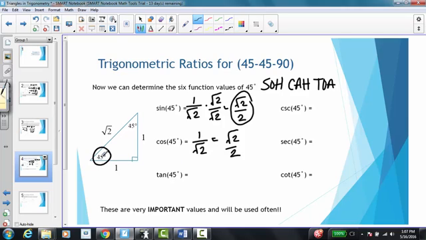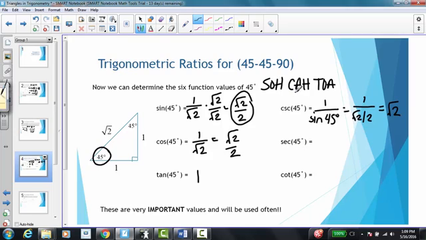Tangent, opposite over adjacent, so we have opposite is 1 over adjacent, which is 1. 1 over 1 is just 1. So then I have cosecant of 45 degrees. Well, if you remember, cosecant is the reciprocal of sine. So we're actually looking for 1 over the sine of 45 degrees. And since we've already found the sine of 45 degrees right here, I can just simply say 1 over the sine of 45 degrees, which was root 2 over 2, and that's going to simplify to square root 2.